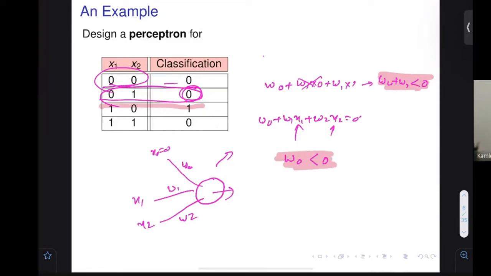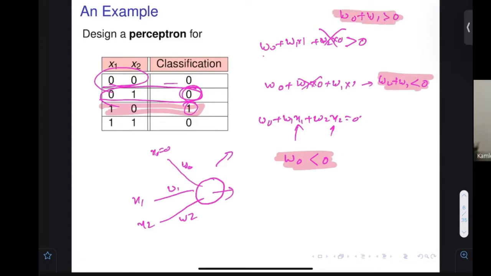Let us see the third one. It says that w0 plus w1 x1 plus w2 x2, where x1 is 1. Let me quickly write 1 multiplied by 1 plus w2 into 0. Since you need the output to be equal to 1, it should be greater than 0. So this vanishes. It gives you w0 plus w1 should be greater than 0. This is the third condition.